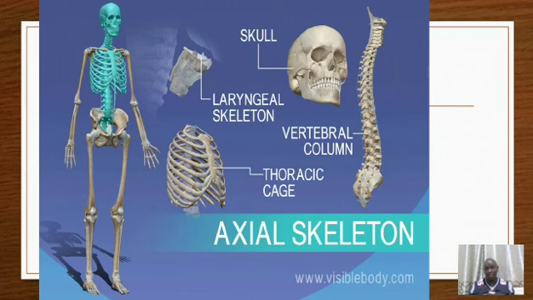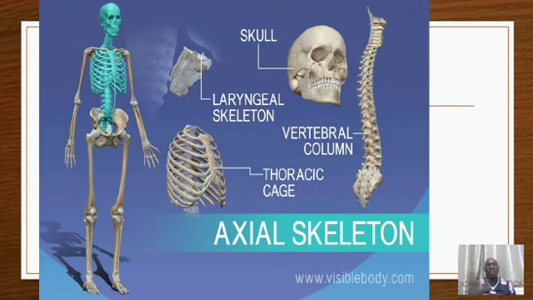What is the difference? The axial skeleton is made up of the skull and the vertebral column. Look at the skeleton on your left. In blue, we see the skull. We also see the vertebral column. We also see the rib cage.